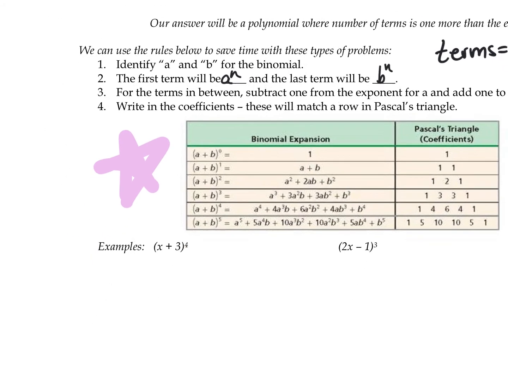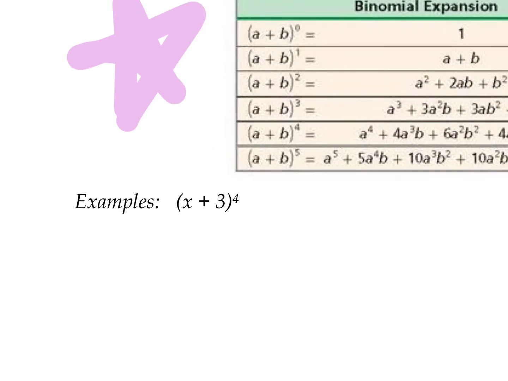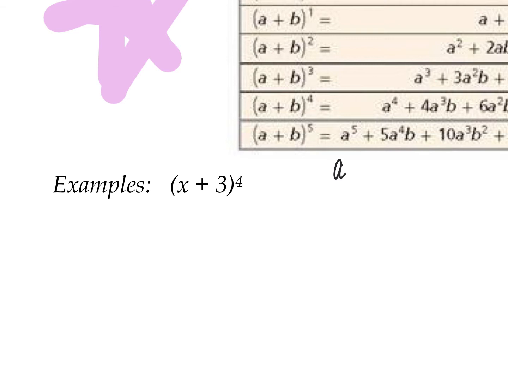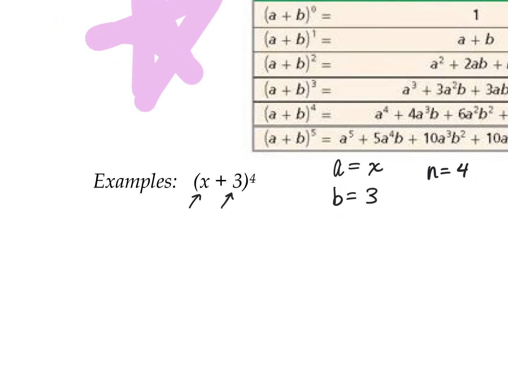What you'll notice from the template is that there's an a value, a b value, and an n value. Our a value is the first of the 2 terms of the binomial, and our b value is the second term of the binomial. Here it is 3. Our n value is the exponent. So what that exponent tells me is that we will always have n plus 1 terms. In this case, we're going to have 5.